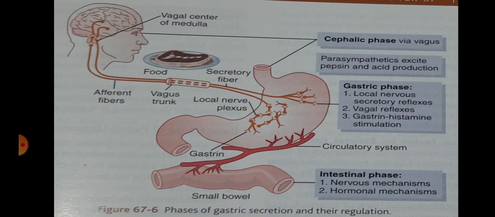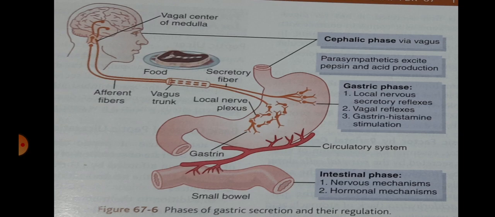Now let's talk about the intestinal phase. When food enters the upper portion of the small intestine, particularly the duodenum, small amounts of gastric juice continue to be secreted. This phase accounts for about 10% of the acid response to a meal, right?